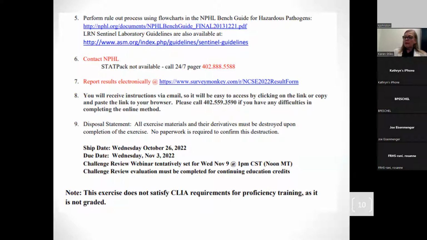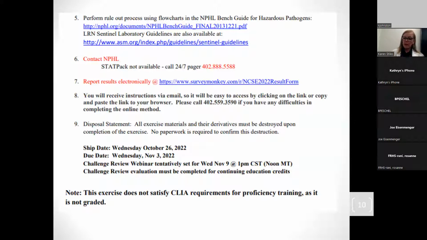So for reporting electronically, I simply do a SurveyMonkey. I apologize for the link problems I had this time, but what that does is it coalesces all the information for me. It makes it anonymous. It doesn't matter whose lab did what, but we talk about it here together. And then, of course, the other calendar dates of when it's due, and finally, when we're going to have our review.